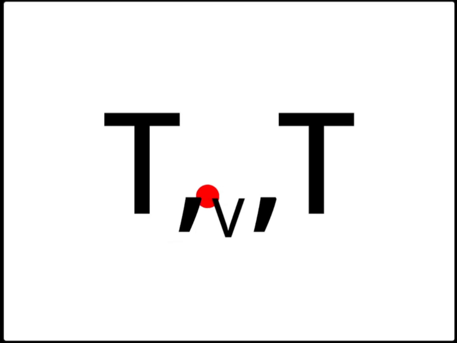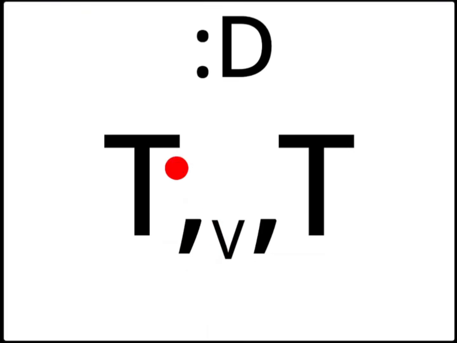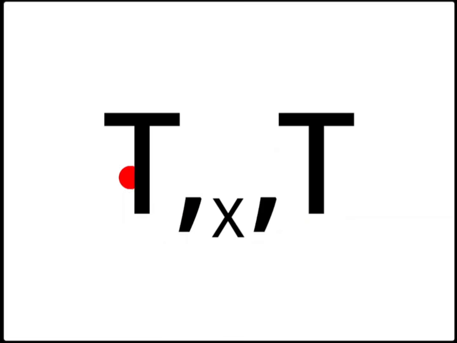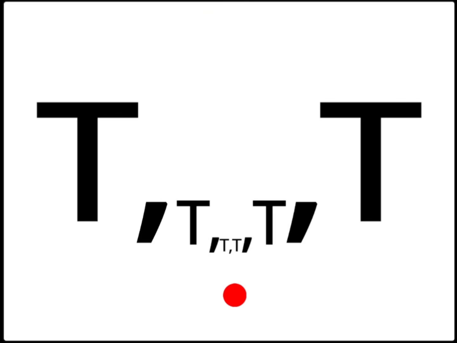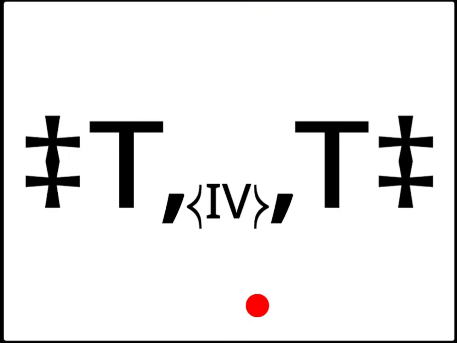So we're gonna put another Roman numeral here between the 2 commas. So now that we have this, we can take this really far. We can do T with X between the 2 commas, T with T between the 2 commas, T with a comma, T between 2 commas. Now we can nest it.